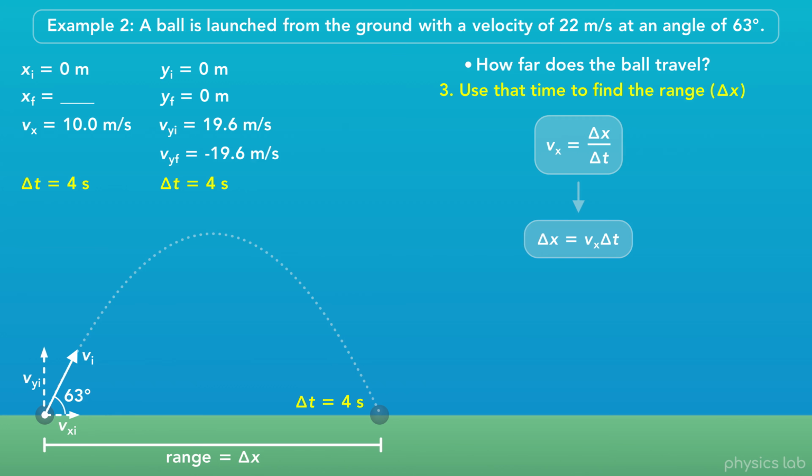Third, we use that time to find the range, delta x. The x velocity is the initial x velocity, 10 meters per second, and the time is 4 seconds. That gives us 40 meters for the range.